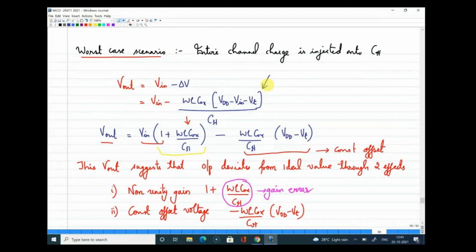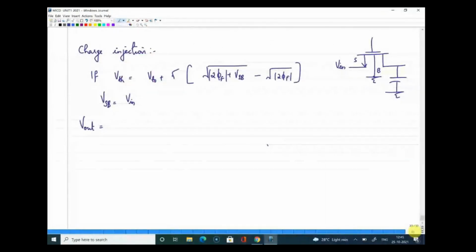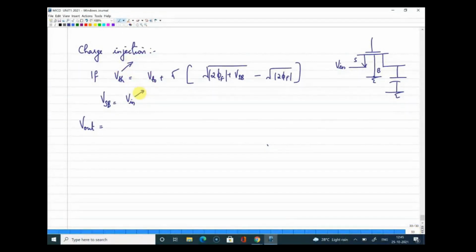Now here in place of Vt, I plug in this entire expression. Why I'm doing that is because here we have considered Vt as a constant threshold voltage, which is the nominal threshold. But actually, if the body is not connected to source, the threshold will vary. How will it vary? If you look at this expression, Vt will vary depending on your Vin. So as there is a change in input voltage, your Vth also will vary.